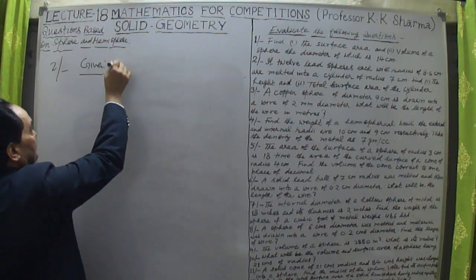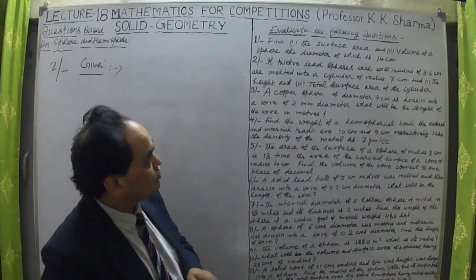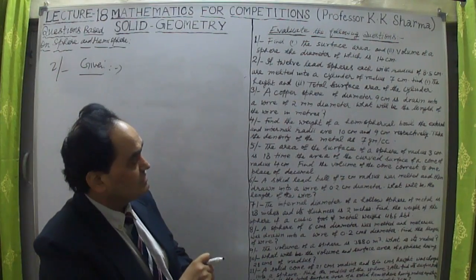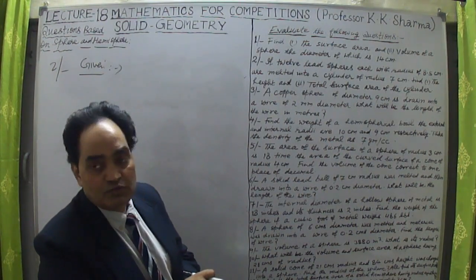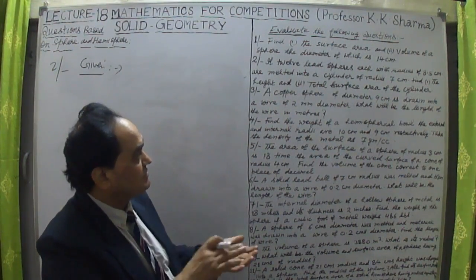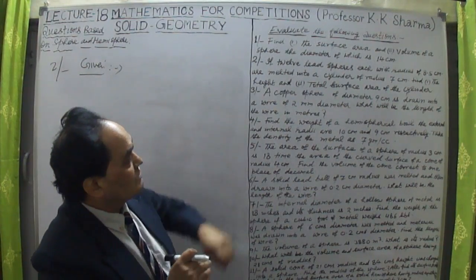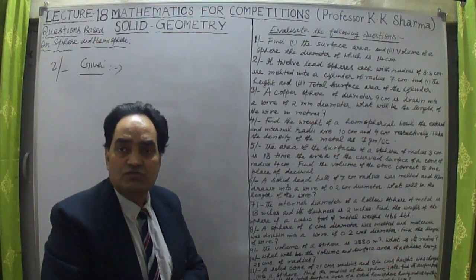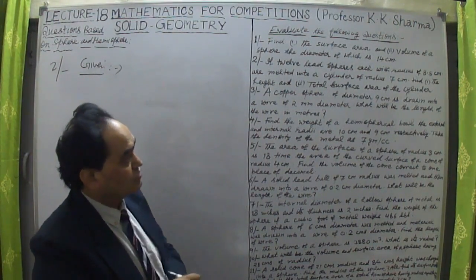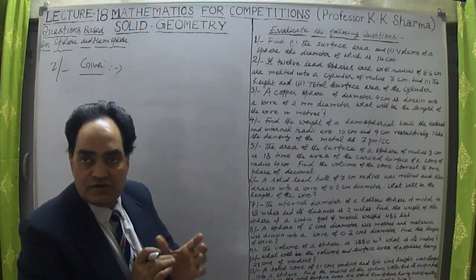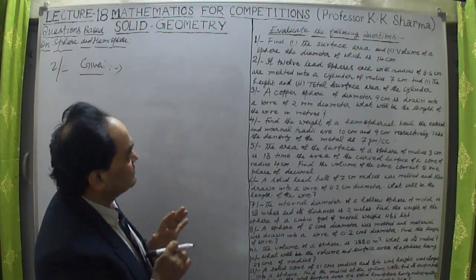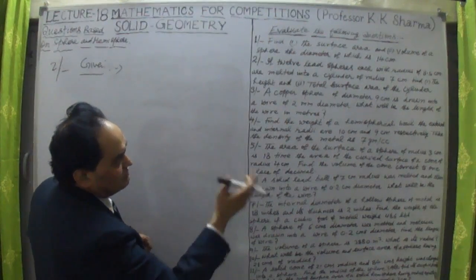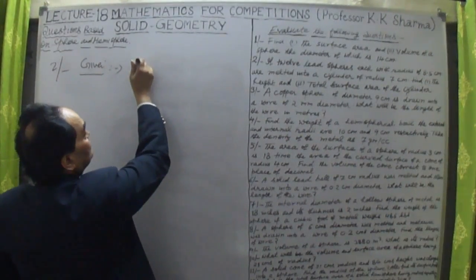Let me write here. Question 2 says, 12 lead spheres, each with radius of 8.5 centimeter are melted into a cylinder of radius 7 centimeter. Find the height. First we have to find what is the height of the cylinder. So 12 spheres of lead of radius 8.5 centimeter are melted into a cylinder of radius 7 centimeter. Then we have to find out all these things. What is given to us?